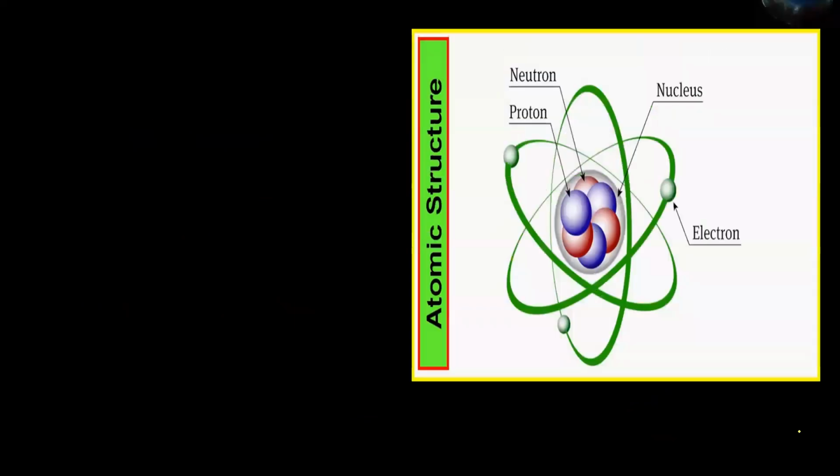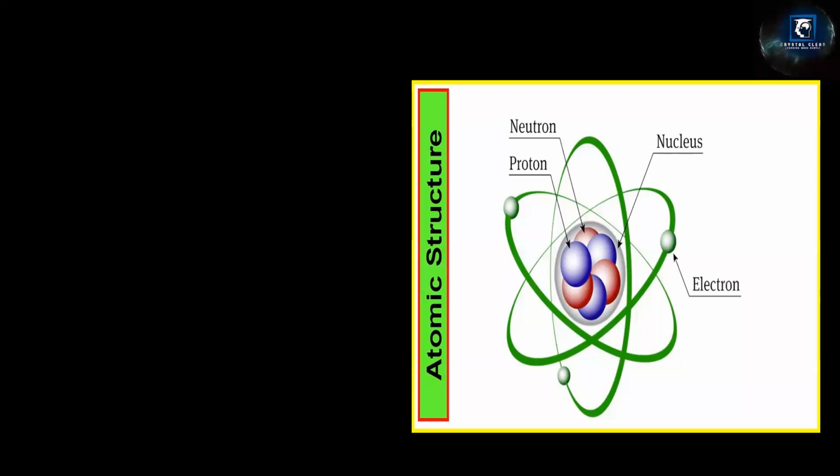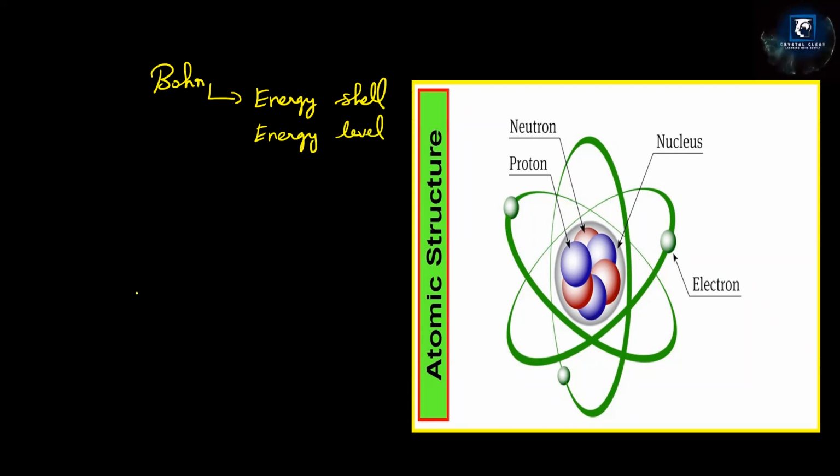Then I told you something is going around in the atom, some circular thing like that, right? So what is this actually? The Bohr model, generally we call it, he gave the energy shell. Energy shell, we can call it an energy level also, right? So he gave a proper structure for an atom with a good explanation. So let me see what he explained.